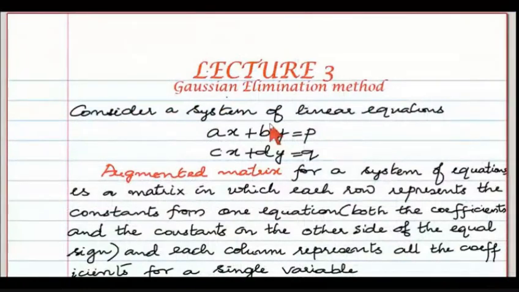Lecture 3 of linear algebra. In the previous lecture, we were discussing homogeneous versus non-homogeneous equations. This lecture covers the definition of elementary row operations, row echelon form or reduced row echelon form, etc.